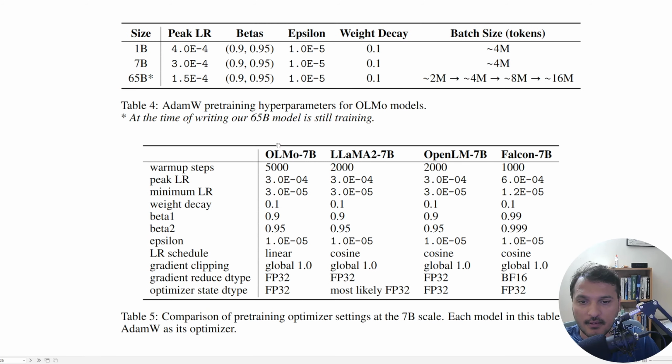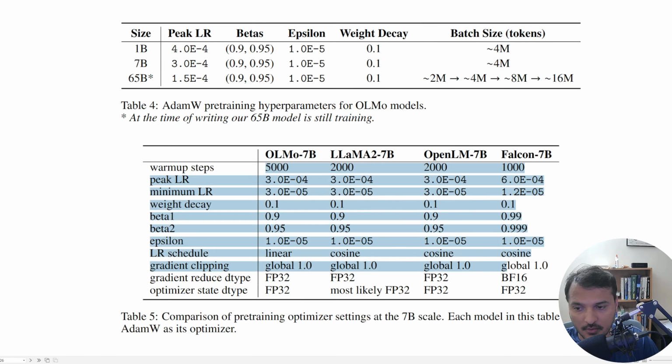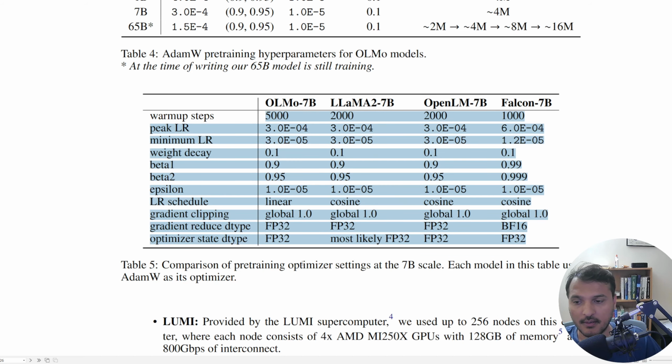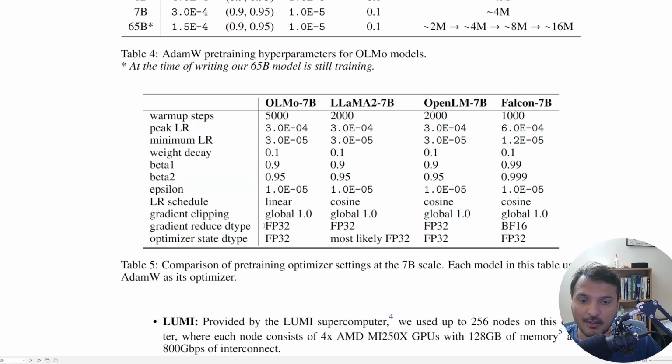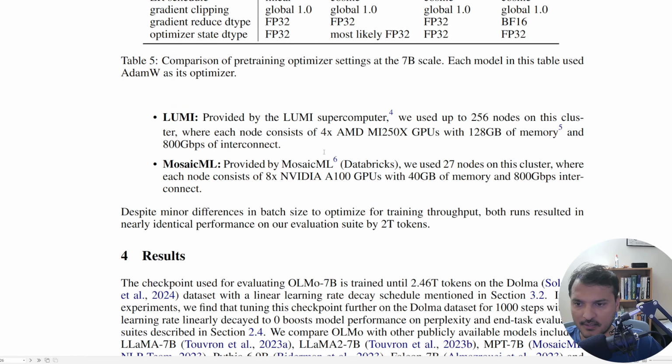This is a table of all the parameters that they use for training. One thing to note is that the gradient reduction, the all-reduce operation across all the GPUs, and the optimizer states are both in high precision FP32, while in some models like Falcon, the gradients are float16. That's kind of interesting.